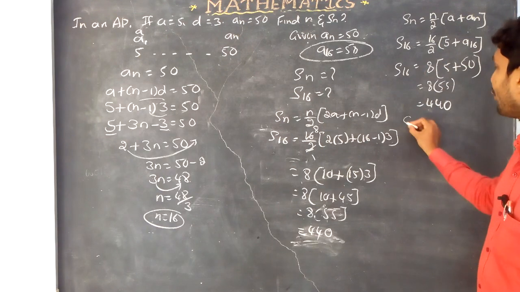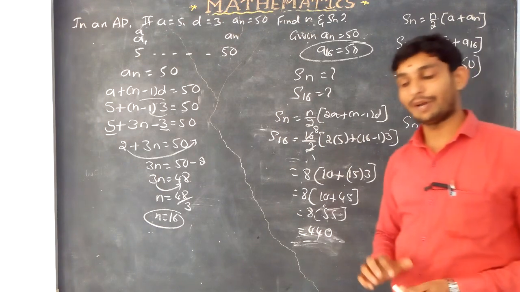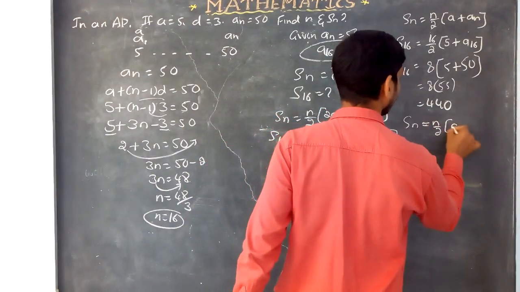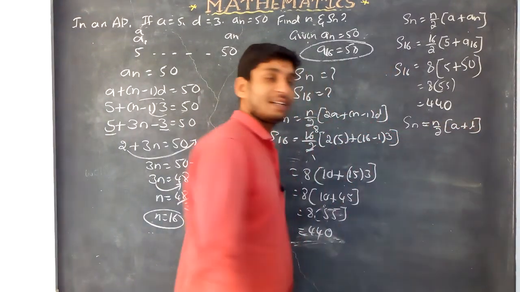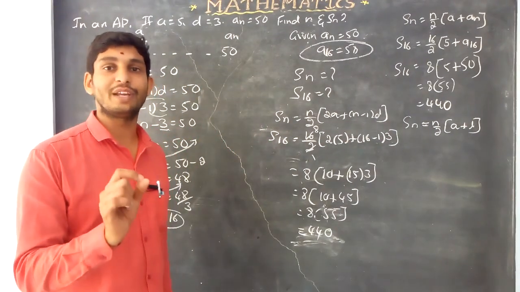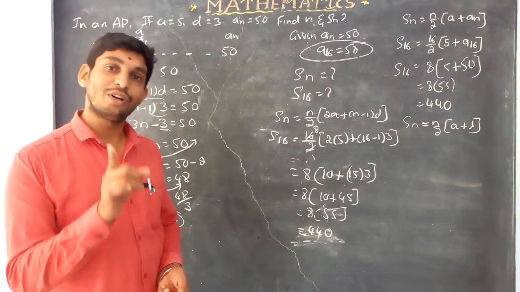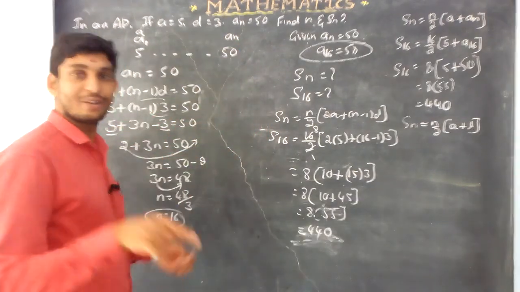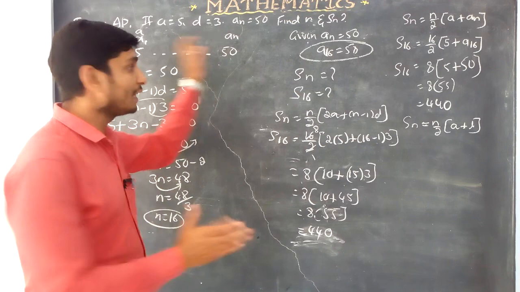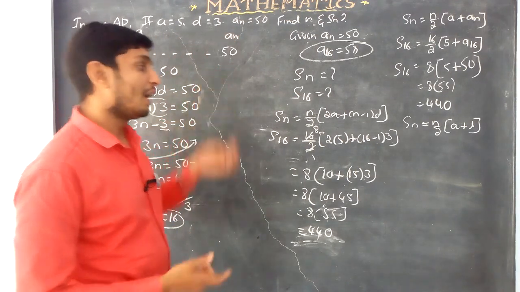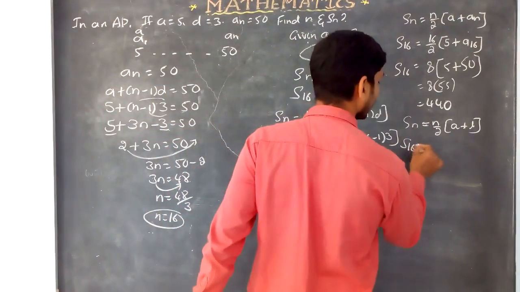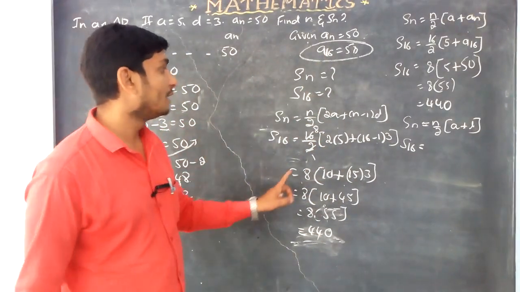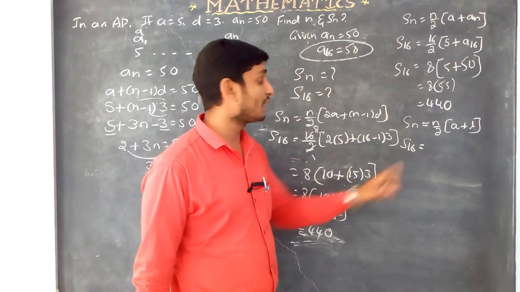You can use another formula also. Yes, there is another formula, let us use it. Sn is equal to n by 2 into (a plus l) is the formula. Correct? L means what? Last term. We know this last term. Last term is the nth term if it is a finite sequence, so we can use that formula. Sn, that is S16, because n is 16. I have to find S16, the sum of 16 terms.